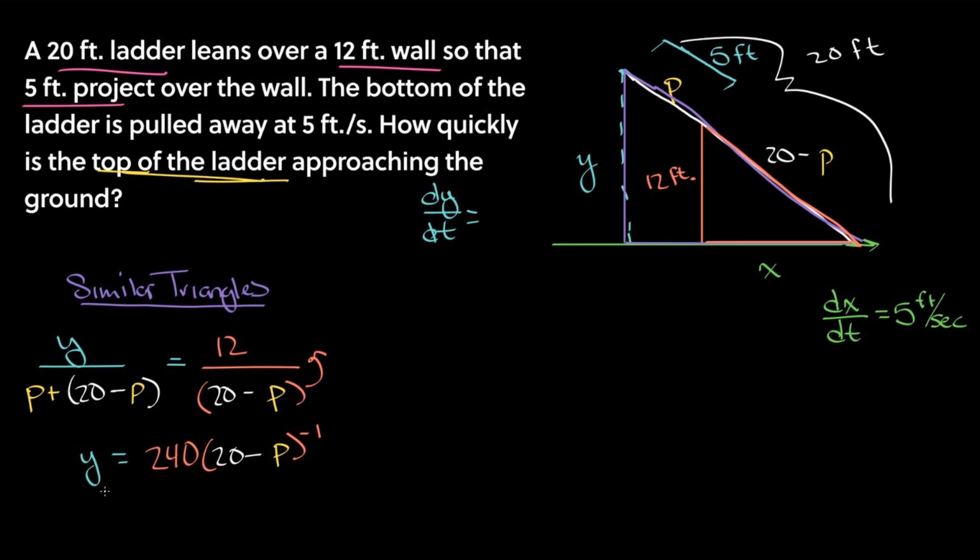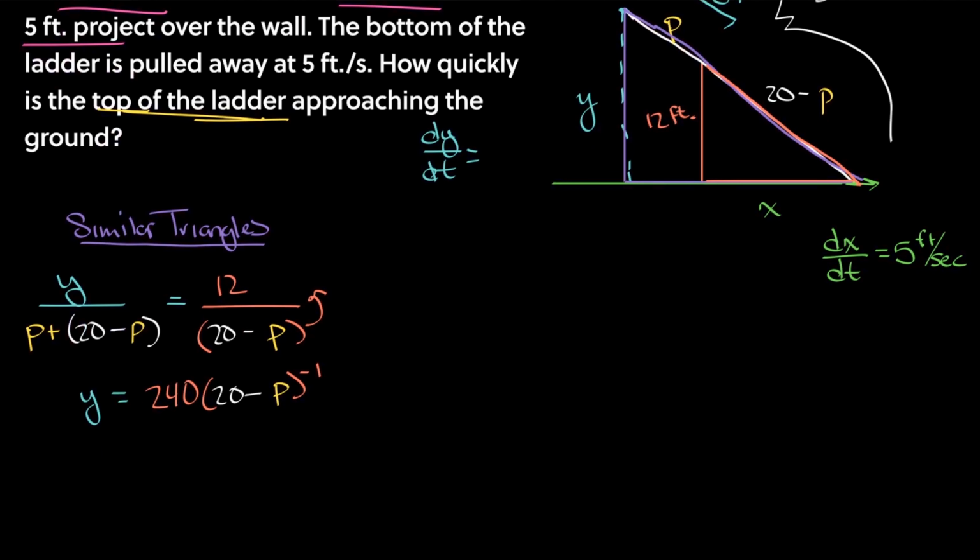And now what we're going to do is differentiate both sides with respect to time. So let's do that. So we have dy dt. And again, that is what we're after. That is a good thing. We're after dy dt. And now on this right-hand side, by the chain rule, we're going to have negative 1 come out front. So this is negative 240.